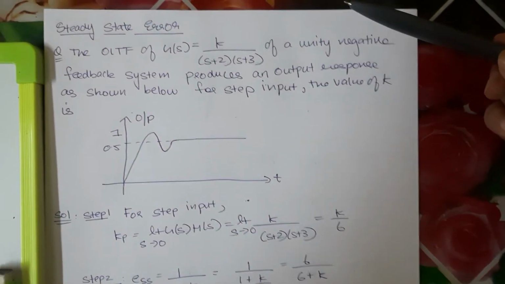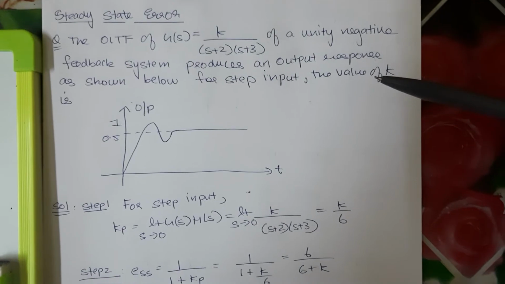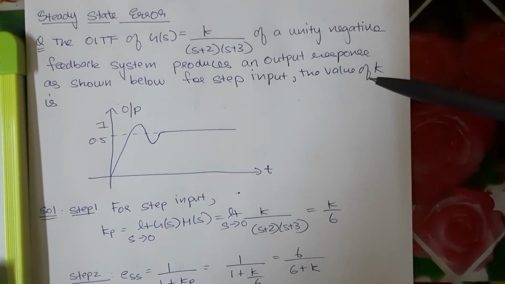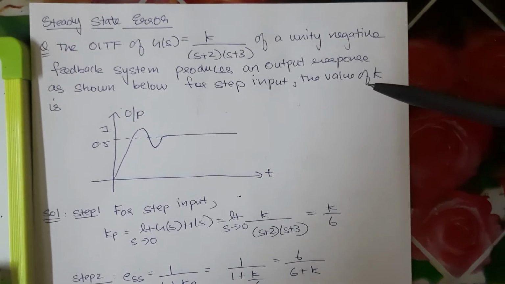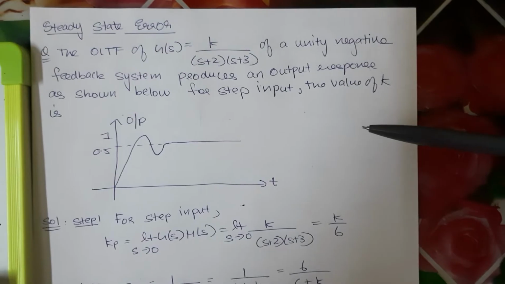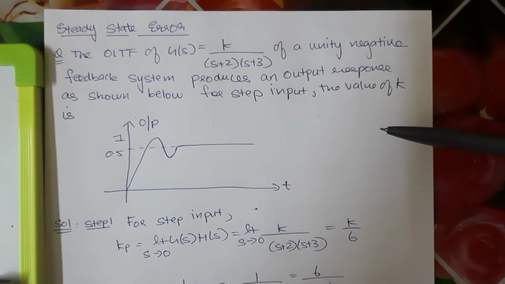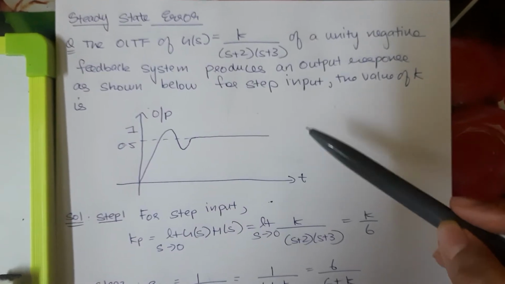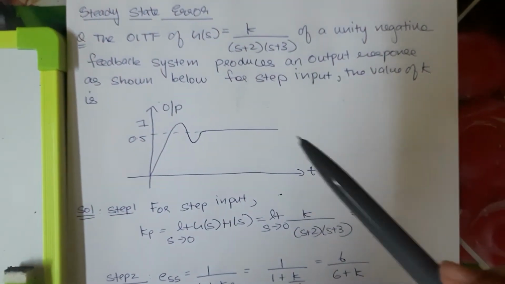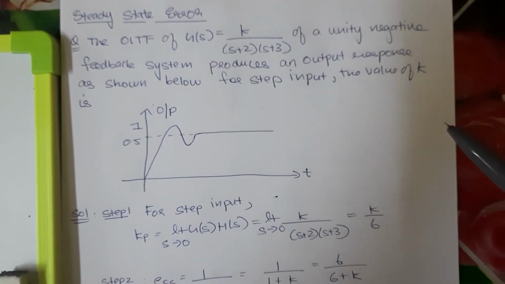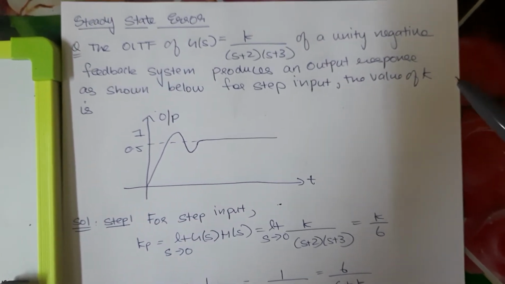Steady state error. Now the question is, the open loop transfer function G(s) is equal to K by (s plus 2) into (s plus 3) of a unit negative feedback system which produces an output response as shown. So this graph is the output response for a unit step input. Now what we have to do is, we have to find a value for K.